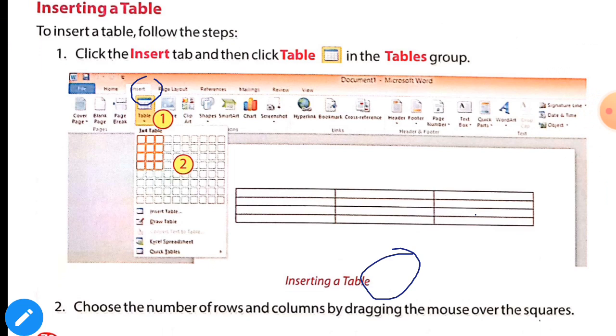After clicking on the table, you will see table box. Okay, then you can select the rows and columns from this table. You will select from here the number of columns and the number of rows. Choose the number of rows and columns by dragging the mouse over the squares here. When you drag your mouse here, then you will select the rows and the columns.